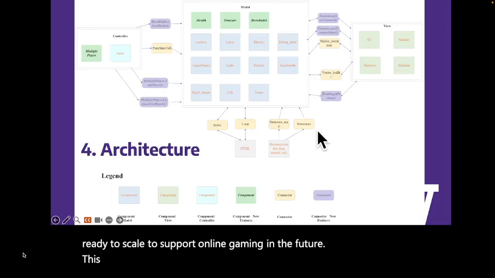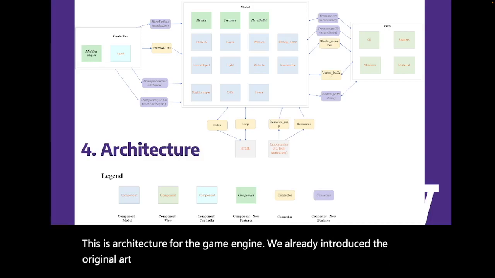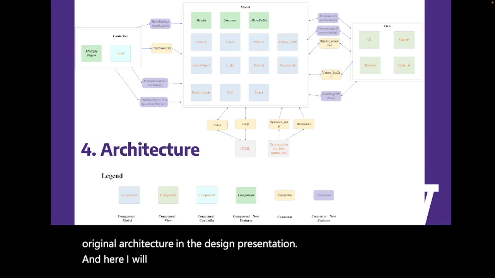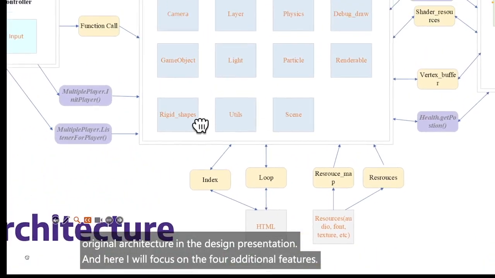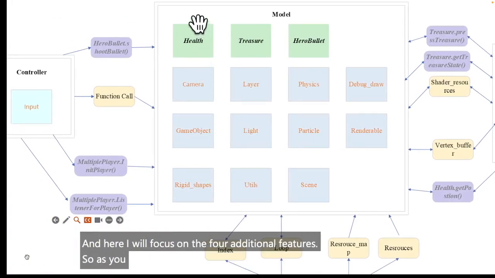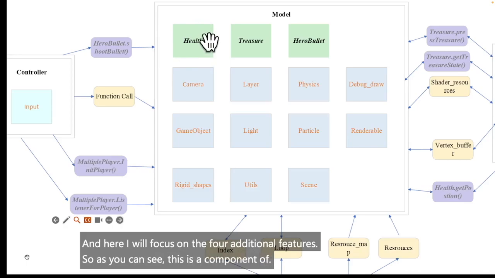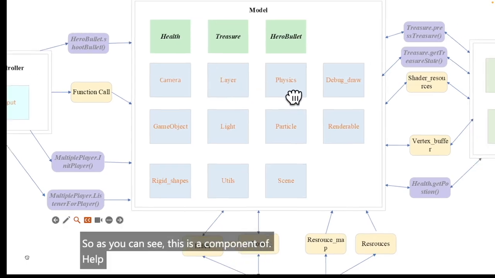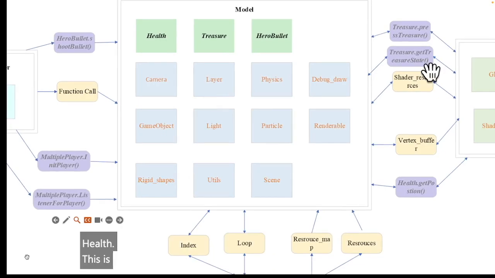This is the architecture for the game engine. We already introduced the original architecture in the design presentation. And here, I will focus on the 4 additional features. So as you can see, this is the component of health. This is the corresponding connector.